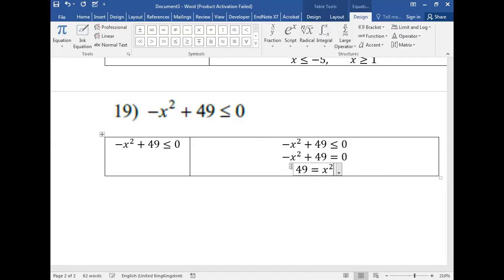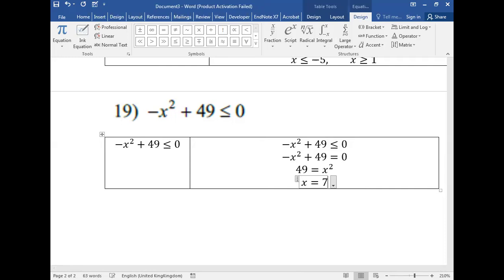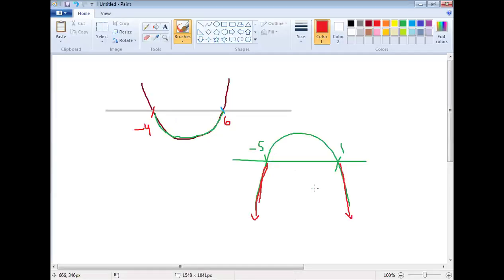49 is equals to x square. x is 7 or -7. Is that right? What shape were you searching for? Sad face. ठीक है ना? Sad face. And what two critical points did you get? -7 यहाँ level हो गया. And what region were you searching for?